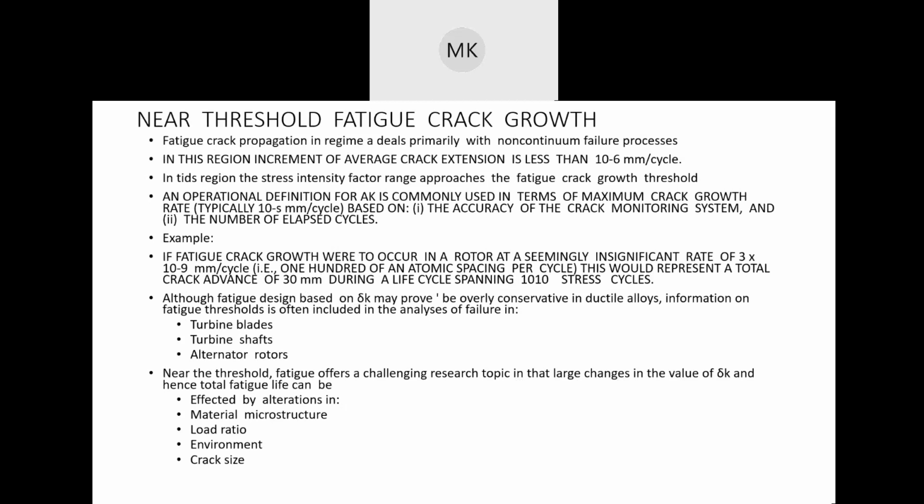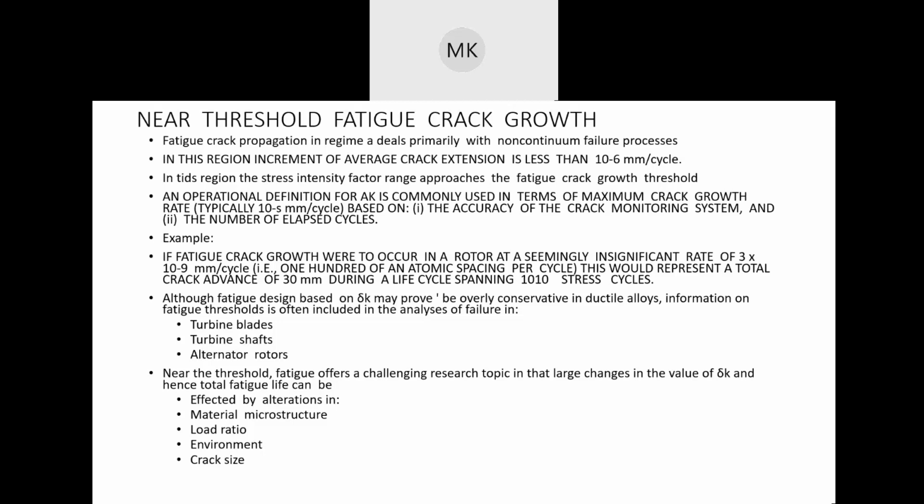So, near threshold fatigue crack growth is when your fatigue crack growth is going to go faster. Understanding the fatigue thresholds is very, very important, because once we know this value and the crack extension is still in microns or nanometers per cycle, that's when you understand, okay, we can still use the part for the application. And once it goes higher than that, that's when you know that you have to replace the part.